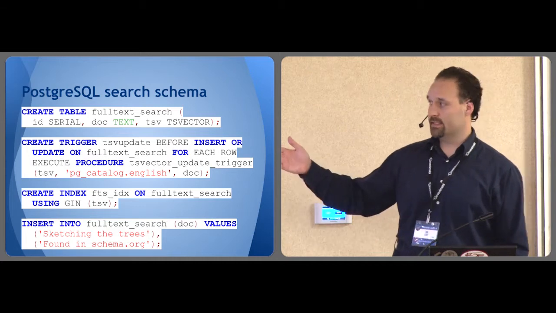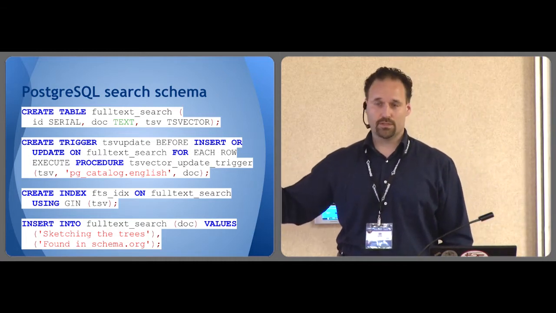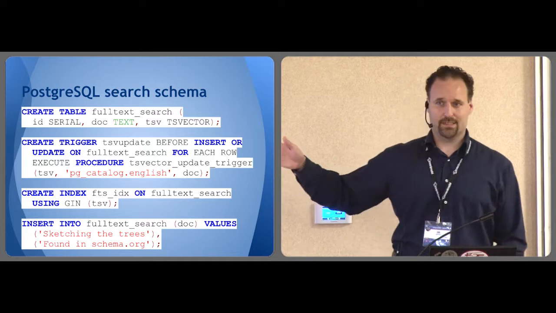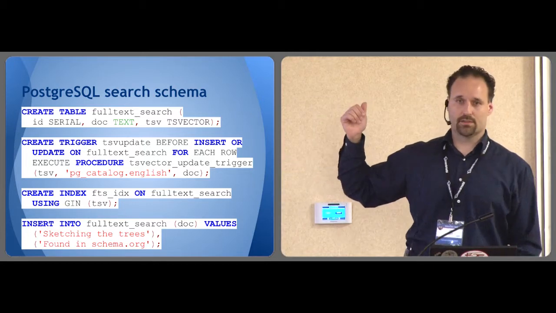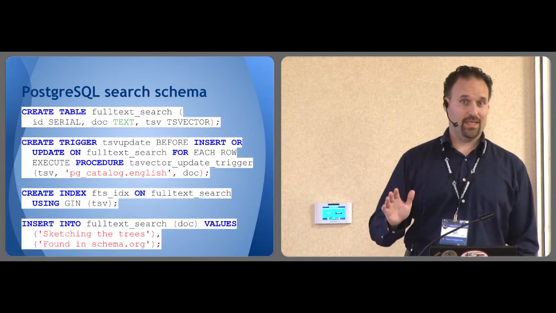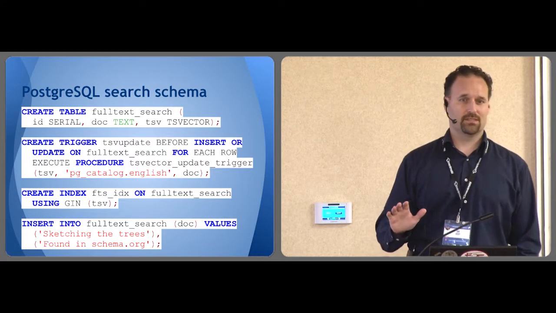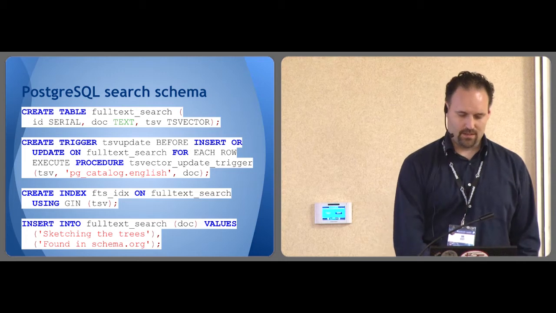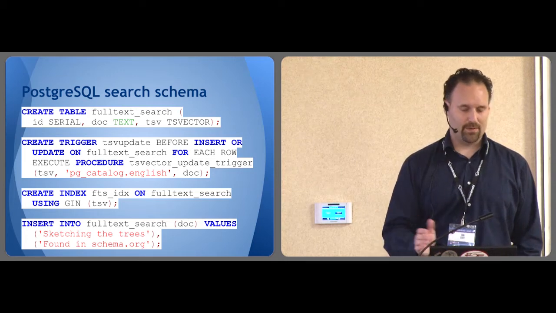So then at the bottom, the example is just inserting a couple of rows. All that we're inserting are just the text documents, and the TS vectors are being generated for us automatically by the trigger. So that's really it for a basic out-of-the-box full-text search engine on the database side of things.